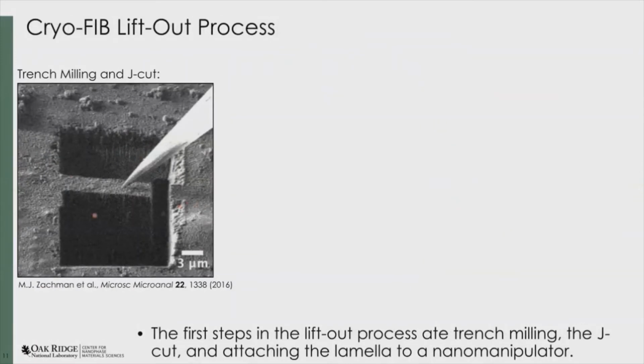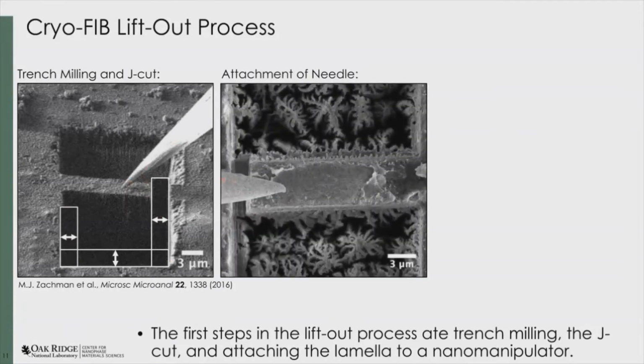So these are SEM images from in the FIB. Basically here we've milled two trenches, and then you make what we call a J-cut, where you almost free the material with the ion beam, and bring in the needle. And now I'm going to show you the water deposition. This is now looking down from the top. So the needle is on the left here, and this is the lamella.